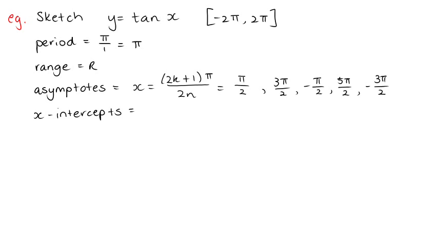5 pi on 2, do we need it? No, because it's outside the domain. It's outside the domain, so we don't really need it. You just keep choosing k values until you get outside the domain, and then you know to stop. So we don't need negative 3 pi on 2 either? It's negative 2 pi. That's negative 1.5 pi, so that's fine. It's within this. Okay.